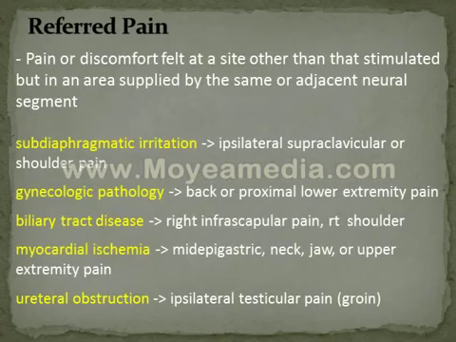Third is referred pain. It is pain felt at a site other than that stimulated, but in an area supplied by the same or adjacent neural segment. For example, in biliary tract disease like acute cholecystitis, pain may be referred to the right interscapular area or right shoulder. Also, in myocardial ischemia, pain can be felt at the mid-epigastrium or neck or jaw or upper extremity.